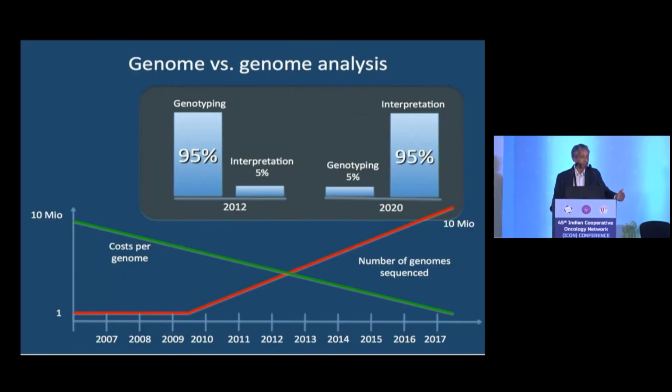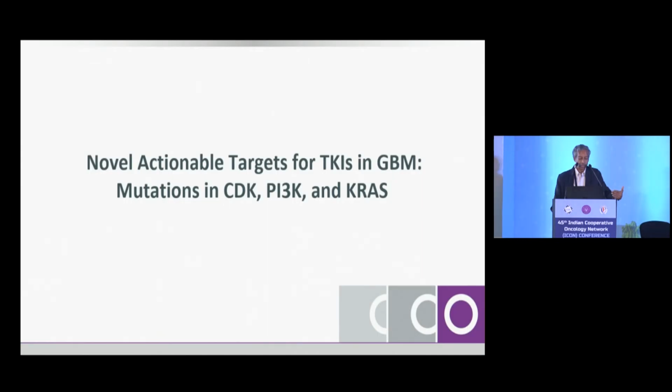So again, the cost of genomic analysis has rapidly dropped over time. This is just showing you from 2007 to 2017 how it has dropped and how the information that we are getting from these genomic analyses has rapidly increased. So I think we must take advantage of these things and definitely try to see what's happening in our patients with recurrence. So this is, again, some of the novel targeted agents with the TKIs for GBM.